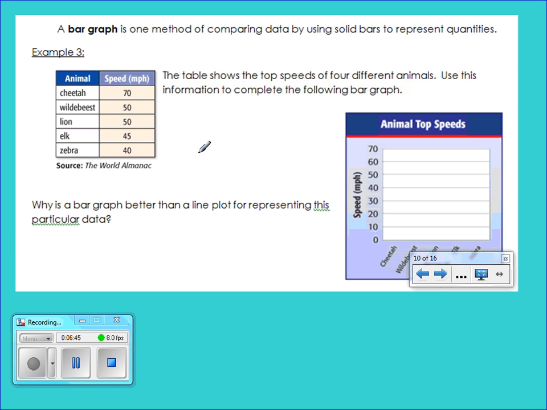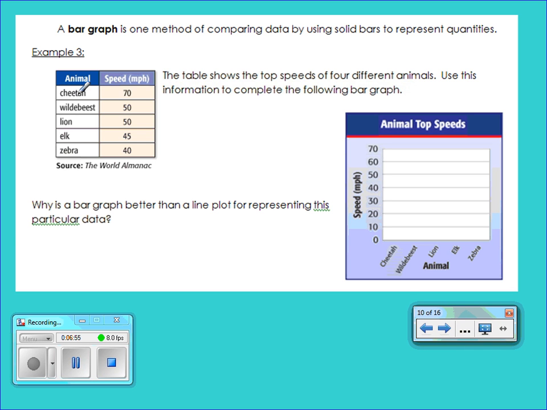Those line graphs, these are bar graphs, and you guys have done these before. It's comparing data using solid bars to represent quantities. So if we were going to make a bar graph out of this set of data here, the cheetah's speed is 70 miles an hour. So what would I do? Plot that, yeah. You would draw the cheetah, a line above the cheetah all the way to 70. All the way to 70, right? So I'm going to make the cheetah go all the way to 70. Okay? And make a bar out of that. Then go ahead and plot the rest of these.